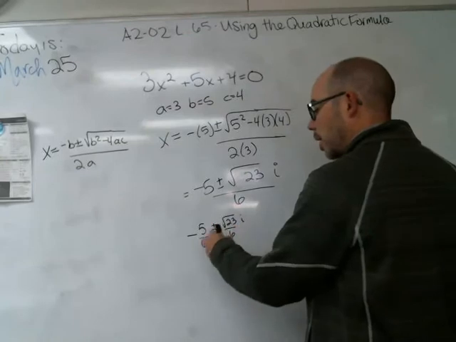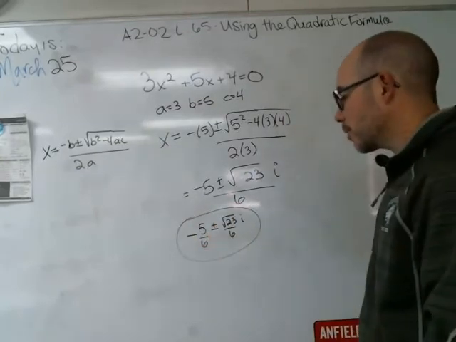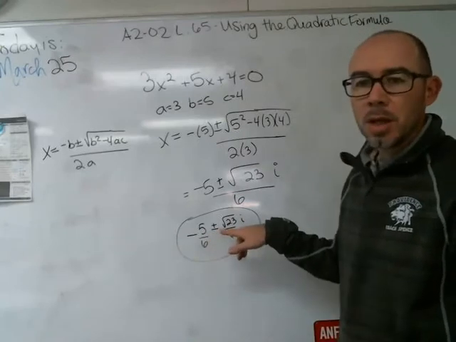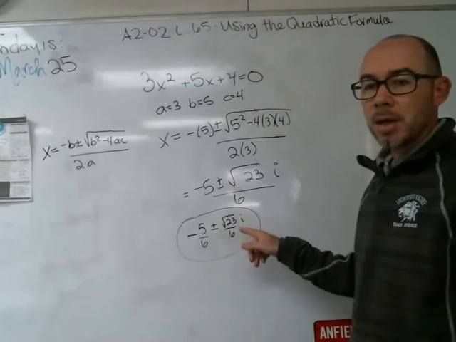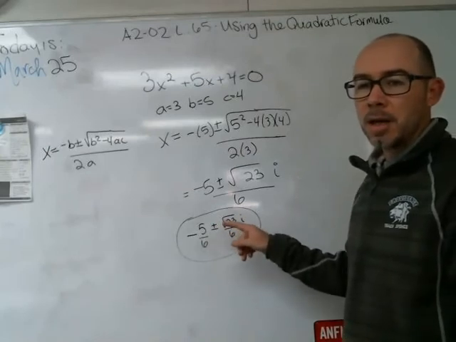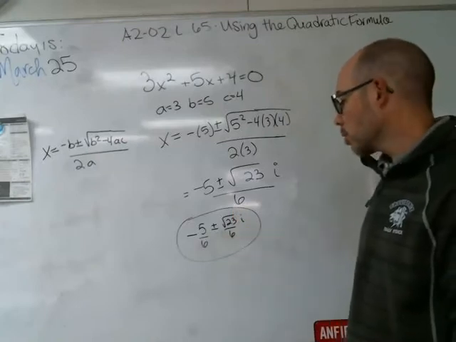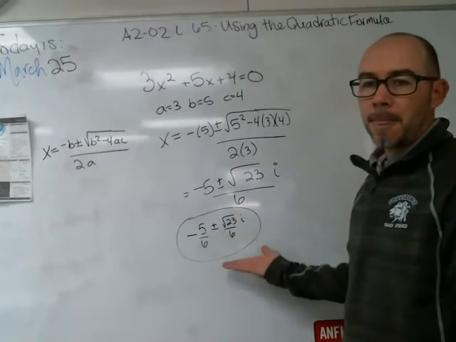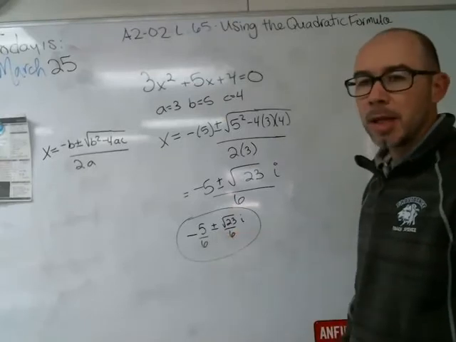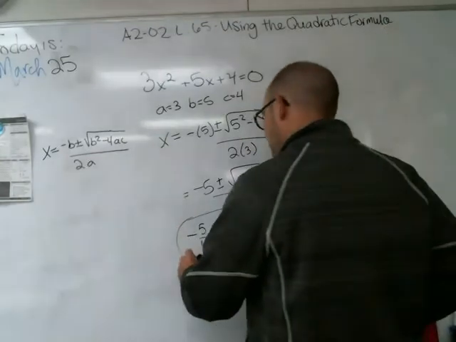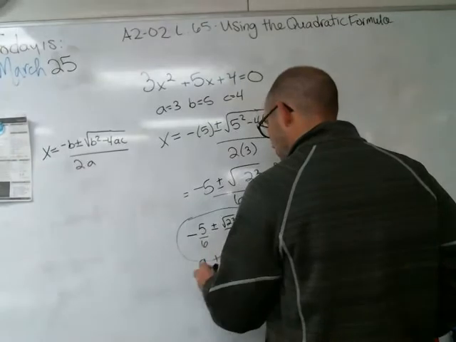We can write it like this, or we can split it up and have a plus version and a minus version. But you can see we've got two complex conjugates. We got -5/6 plus root 23 over 6i, and you got -5/6 minus square root of 23 over 6i. And those are your answers. Complex conjugates. Make sure on these ones that you write your answers in a plus bi form. Okay, there's a plus bi.